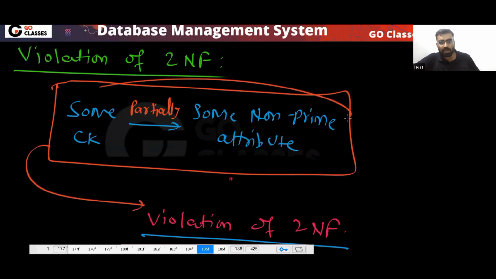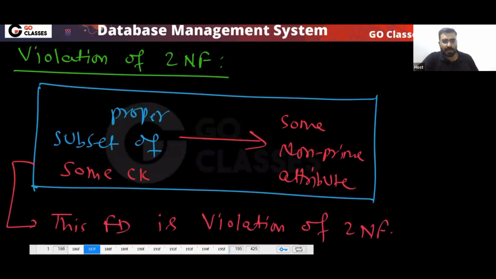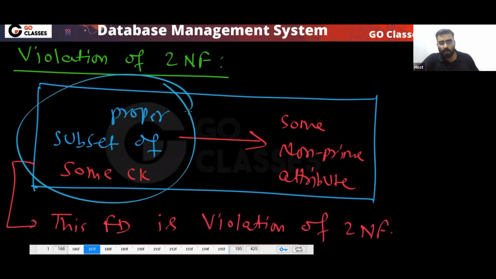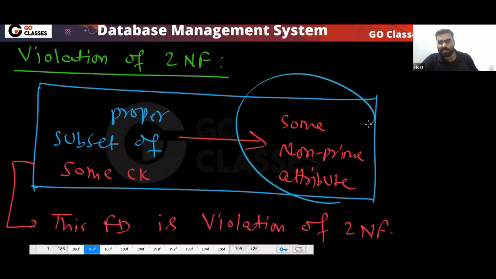Now I can also write this in another way. I can remove the word partially and say that a proper subset of some candidate key determines some non-prime attribute. Is this clear? Proper subset of some candidate key determines some non-prime attribute. Then the violation of 2NF will happen.